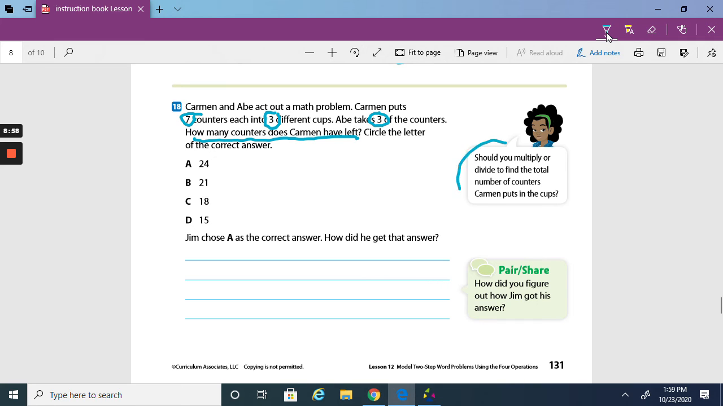Should you multiply or divide to find the total number of counters Carmen puts in the cup? And they give you a very key word that you're looking for, the total, and that will help you decide if you're going to multiply or divide. Pause the video here and think about it, or discuss it with someone at your house. Which answer is going to be correct?